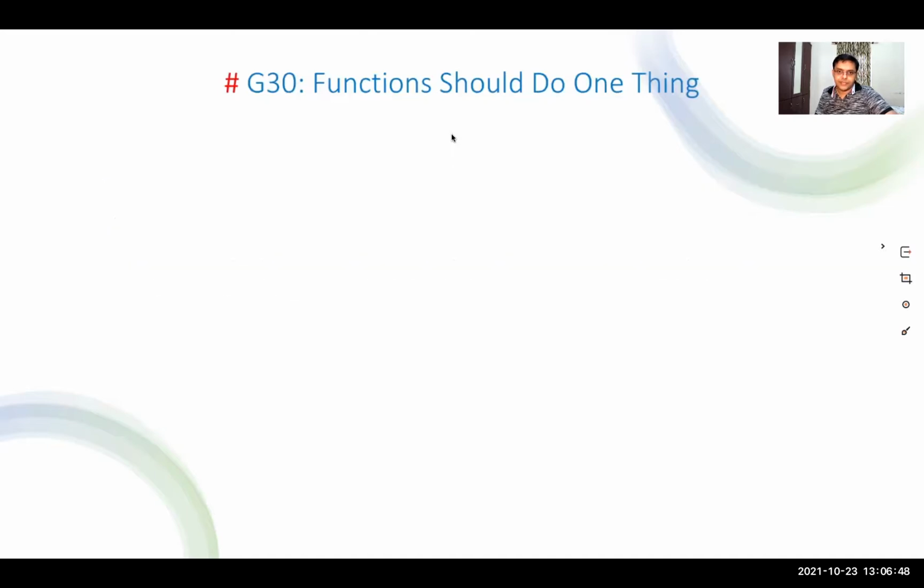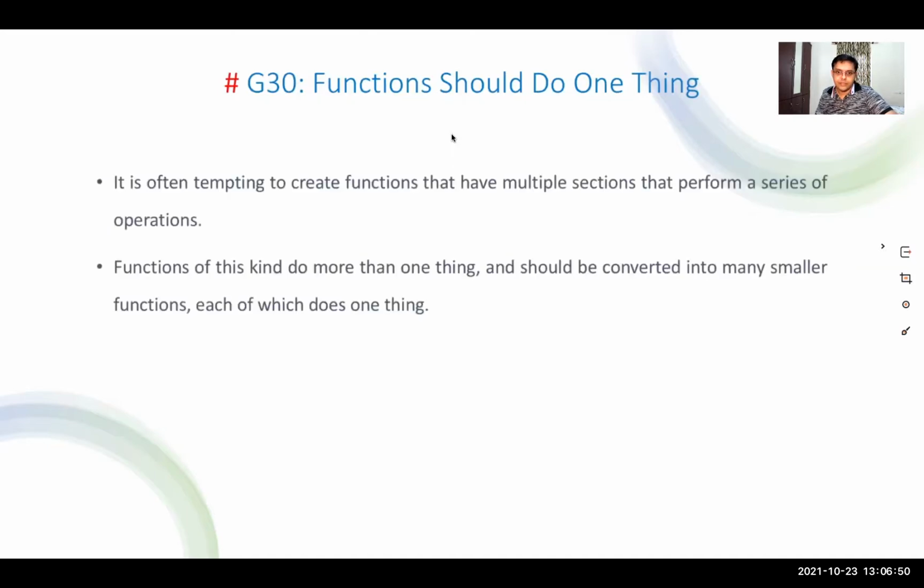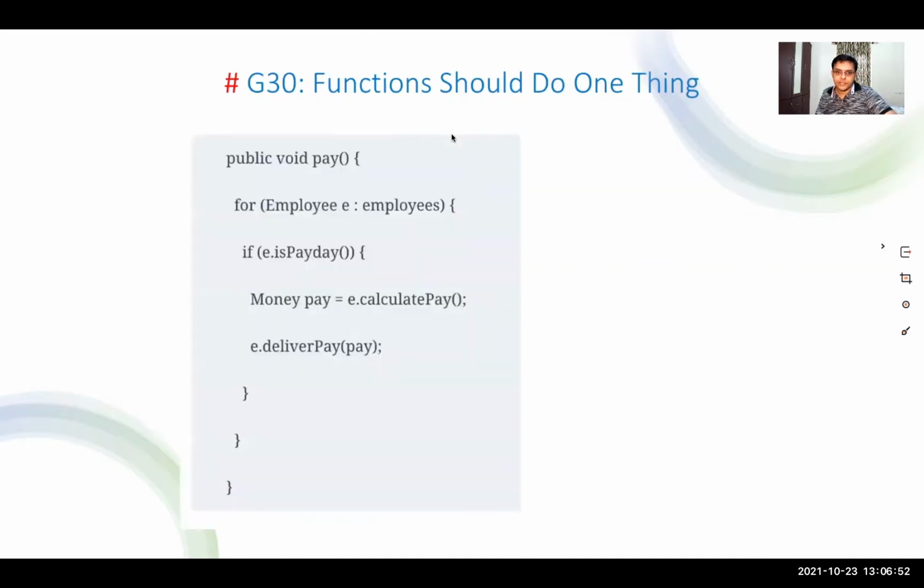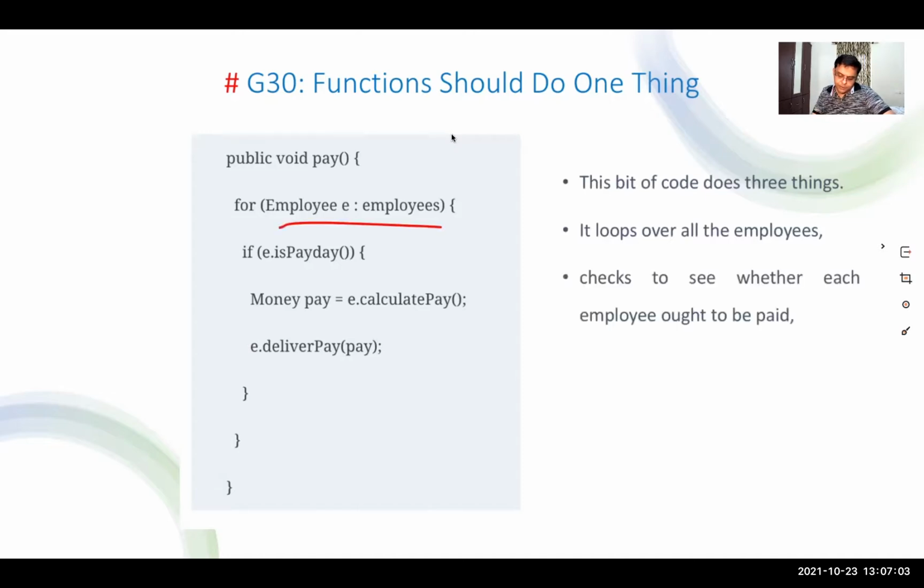And a function should do one thing. This we have discussed also. If a function does more things, it's very difficult. For example, this function actually does three things. It loops over all employees, checks to see whether each employee ought to be paid, and if so, then pays. So three things this particular function is doing.